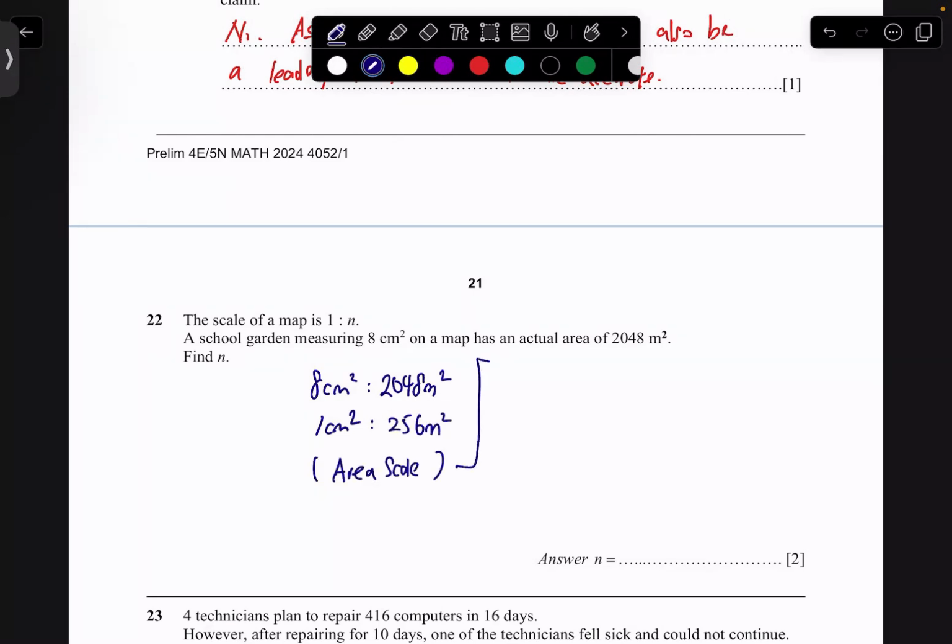Now to convert into map scale, what do we need to do? So take the square root of 1 cm squared, and the square root of 256 meters squared. So 1 cm is 16 meters. So 1 cm is 1,600 cm.